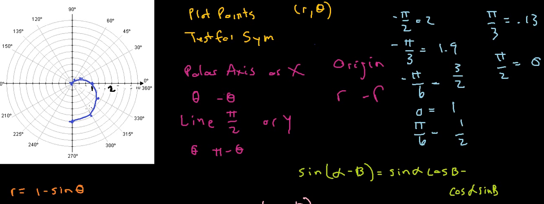But as you can see, I've saved myself some time because the other half is going to be symmetrical. I'm not even going to bother plotting the points, but it's going to look like this. Ugh. Started out well. So yeah, it's going to look something like this. So this shape is called a cardioid because it looks like a heart.